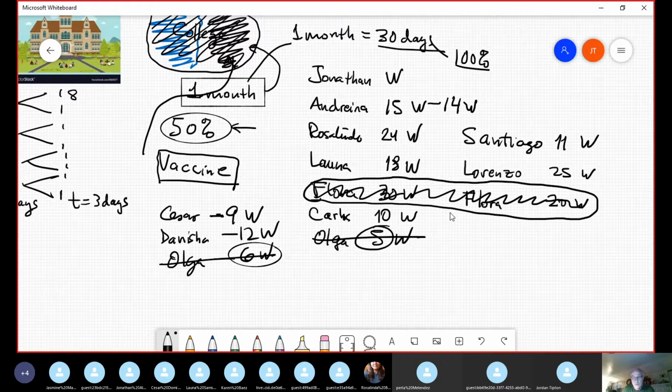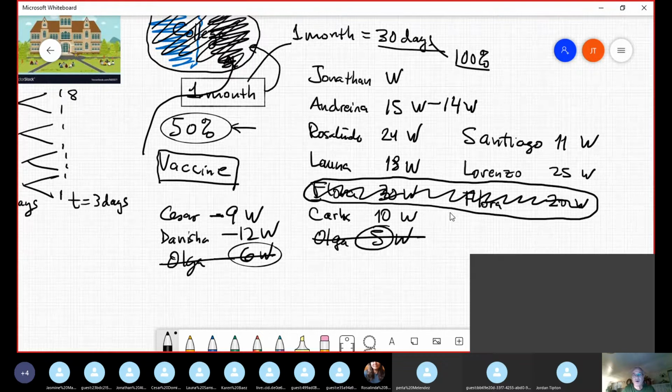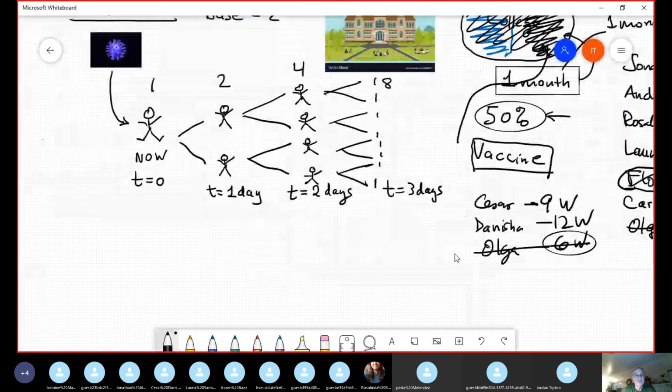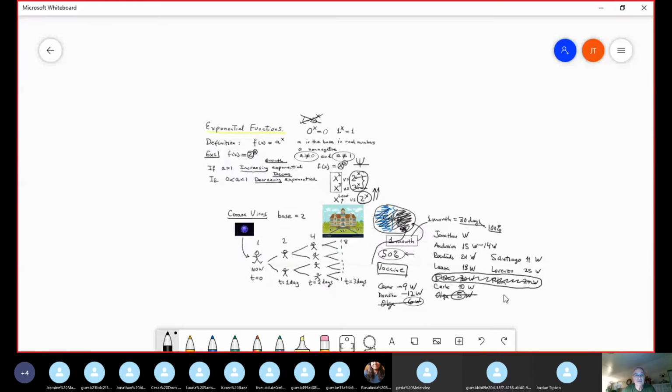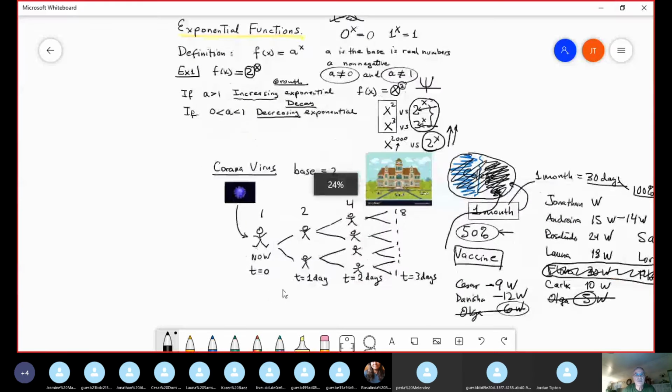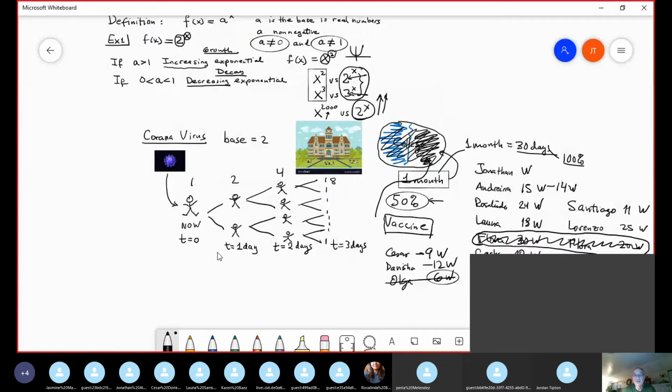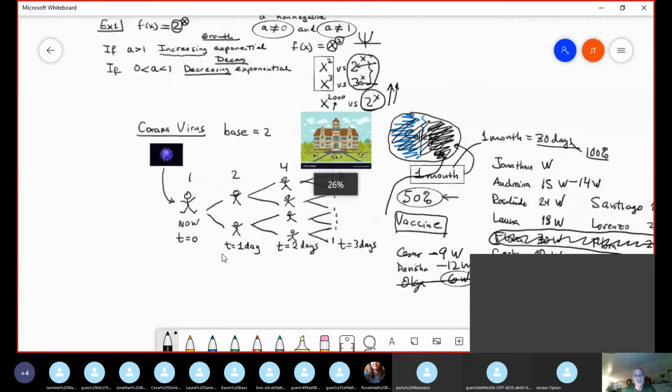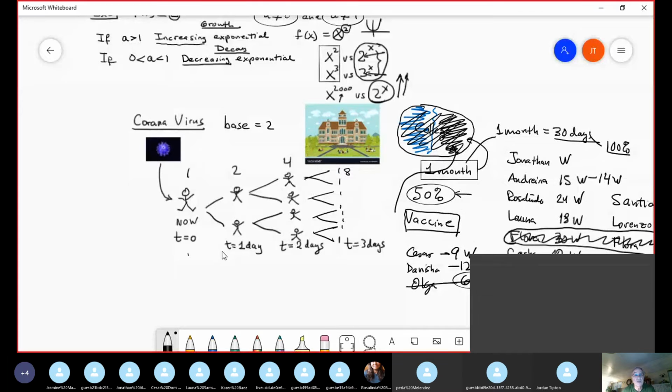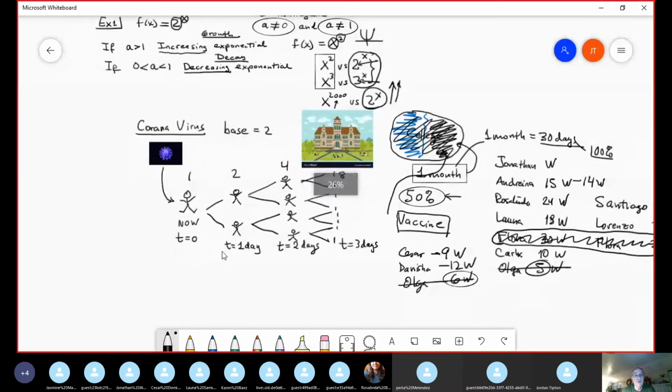Okay, I want to prove it using common sense. Look, at t equals 0 we have 1 student. At t equals 1 day, 2 students. At t equals 2 days, 4 students. This is the beginning of the problem.